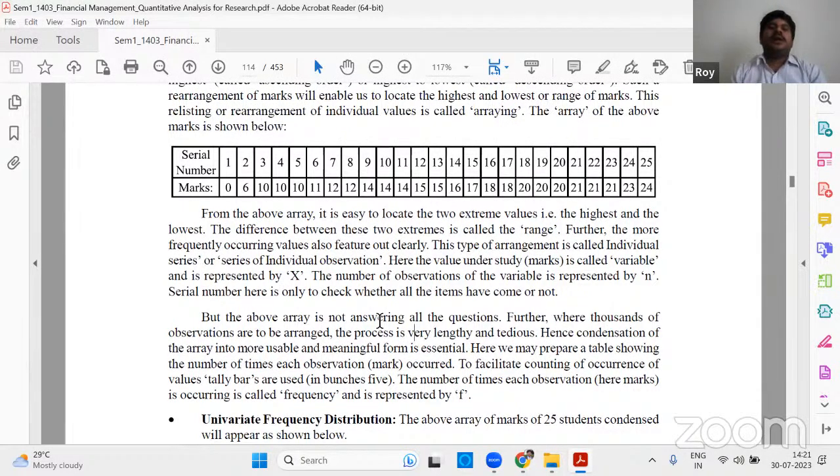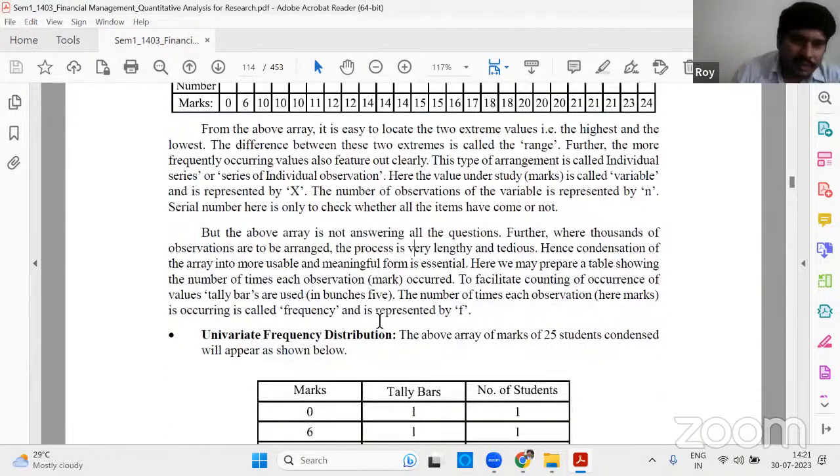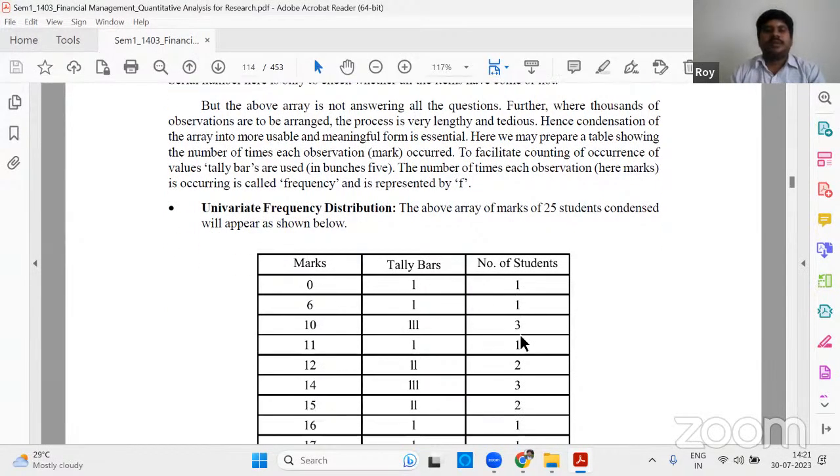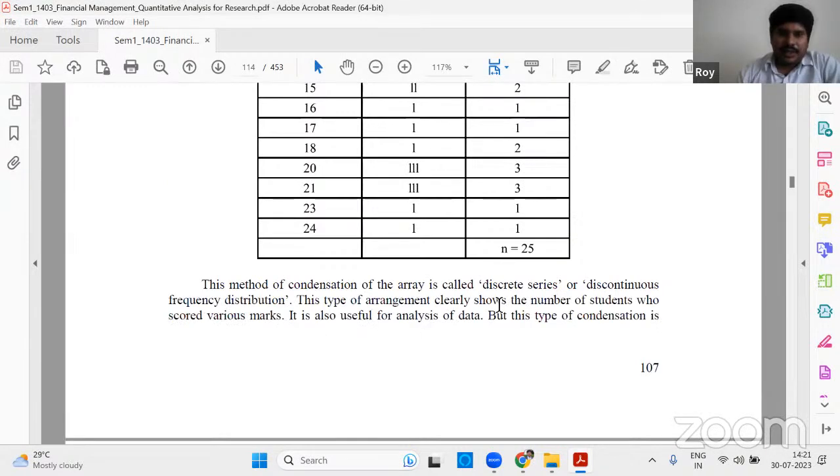But when there are more numbers, what do we need to do? Thousands of these is very lengthy and tedious. Hence, converting the array into a more usable and meaningful form is essential. Here we may prepare a table showing the number of items each observation of marks occurred. See this, marks 0, how many students? Or marks 6. Marks 10, I think 3 people got. Number of students 3. Like this, right?